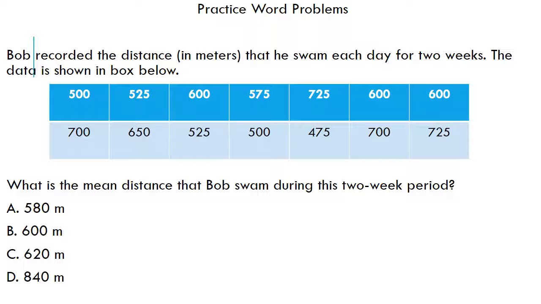Now that we know how to find mean, median, mode, and range from just a set of numbers, let's look at what it looks like at a STAR level word problem. Bob recorded the distance in meters that he swam each day for 2 weeks. The data is shown in the box below. What is the mean distance that Bob swam during this 2-week period? Okay, I'm going to give you 30 seconds to pull out the important information and figure out your process to solve this problem. Okay, starting now.